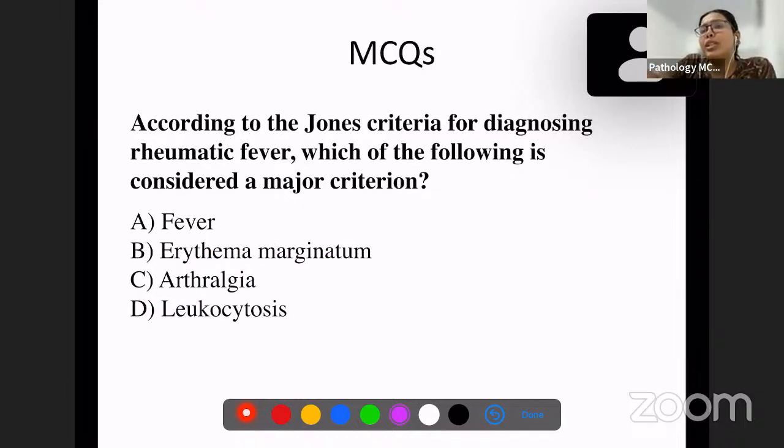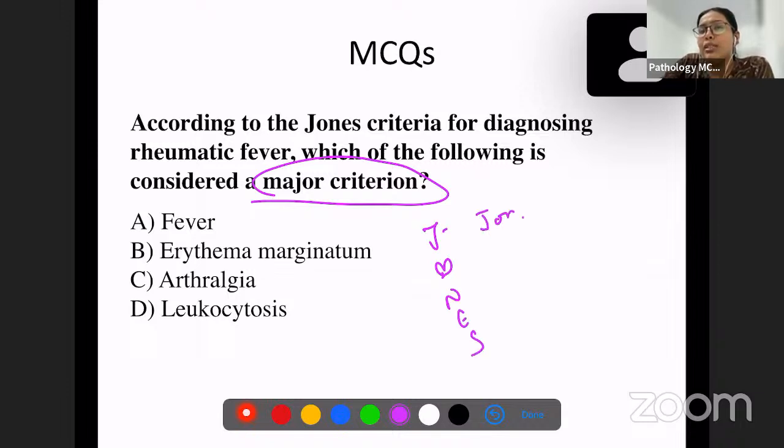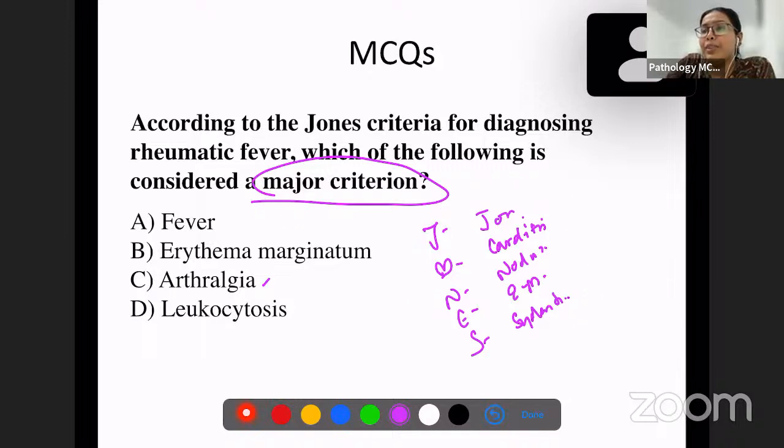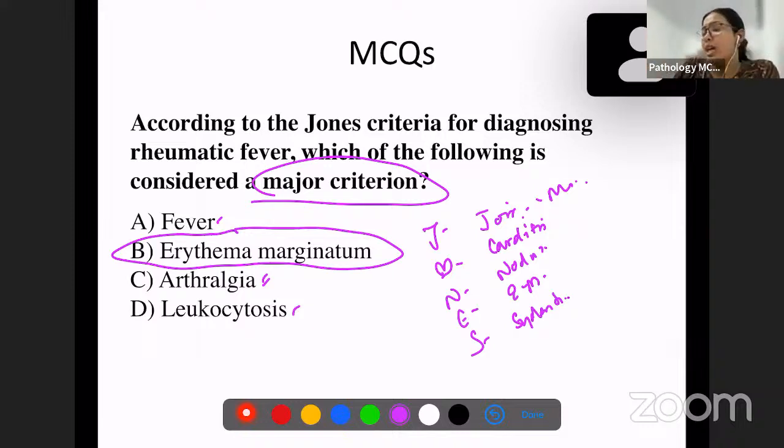Now, according to Jones criteria, which of the following is considered a major criterion? Let's revise the major criteria. We know the mnemonic, right? J is for joints, so migratory arthritis is a major criterion, not arthralgia. Then carditis, heart for carditis, subcutaneous nodules, erythema marginatum, and Sydenham chorea. Erythema marginatum is a major criterion. Fever, arthralgia, and leukocytosis, since they're very non-specific, are just minor criteria.